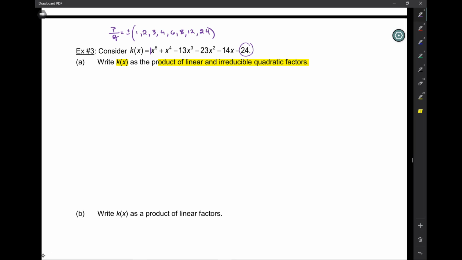I'm going to start with minus 2. So here, we put in 1, 1, negative 13. Okay, so this comes down, negative 2.